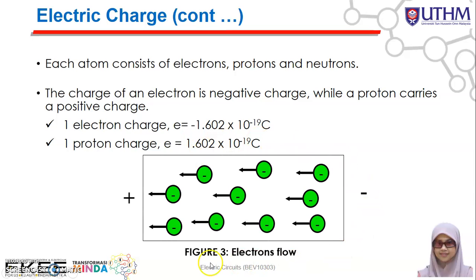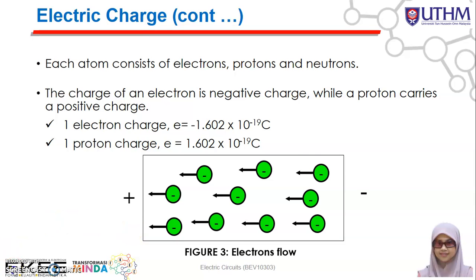This is how the electrons flow. The electrons flow from the negative side to the positive side, so it is actually the opposite of the current flow, because current flows from positive to negative, but the electron flows from the negative to the positive side.